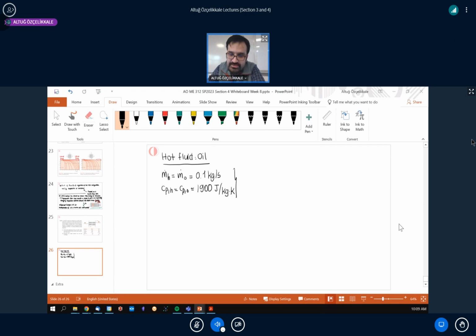Together, it always makes sense to actually calculate the heat capacity rate. That's m dot h times c_p,h. That's going to give us 190 watt per Kelvin. What else? The temperature of the hot fluid at the inlet is going to be 100 degrees Celsius. And the outlet temperature of the hot fluid is also given. It says oil is exiting at 60 degrees Celsius. Great. How about the cold fluid? Let's take a look.